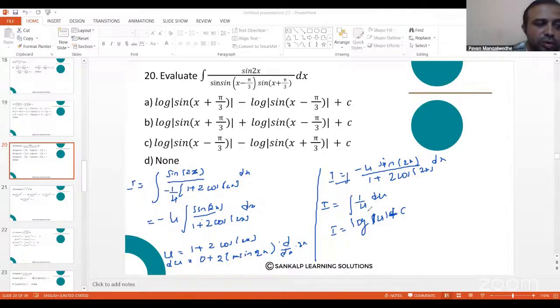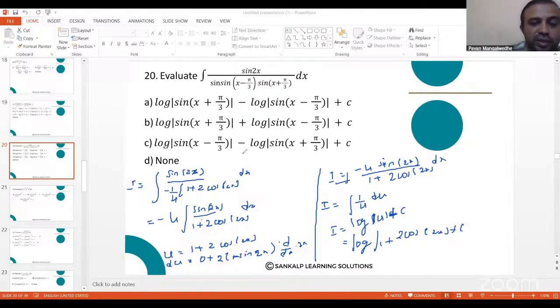So using the given condition, the nearest answer, what is u? That is nothing but log of 1 plus 2 cos x plus c. So it is log of mod of 1 plus 2 cos 2x plus c.